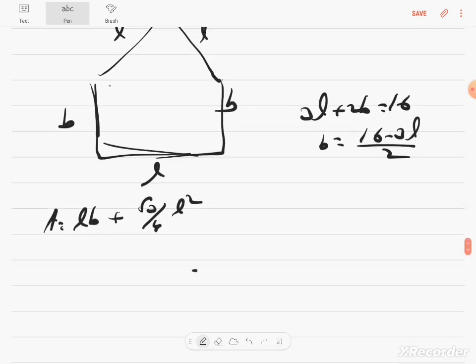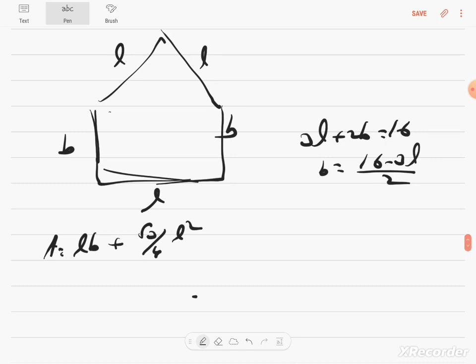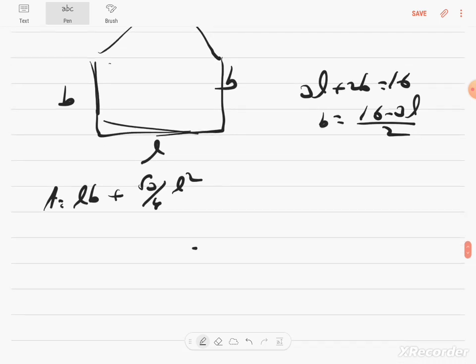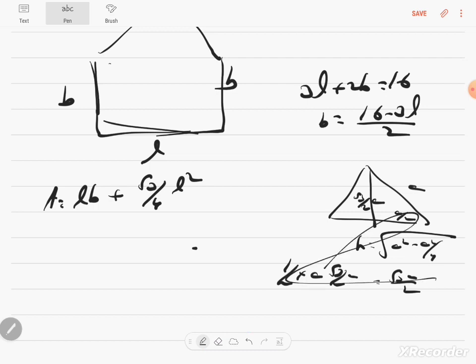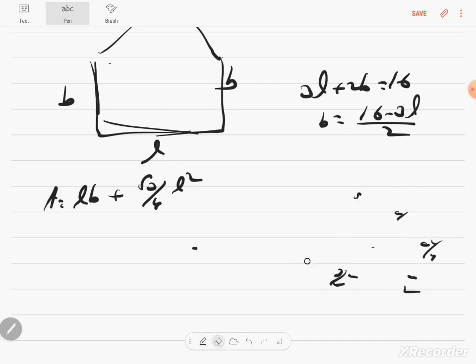So area of an equilateral triangle, what did I say? Area of an equilateral triangle is root 3 by 4 a square. Otherwise, if you don't know, this is a and this becomes a by 2, and this becomes the height. Height is equal to root of a square minus a square by 4, which is root 3a by 2. Area is half into base into height, root 3 by 2a, so root 3 by 4a square. So root 3 by 4 L square is my area of the equilateral triangle.